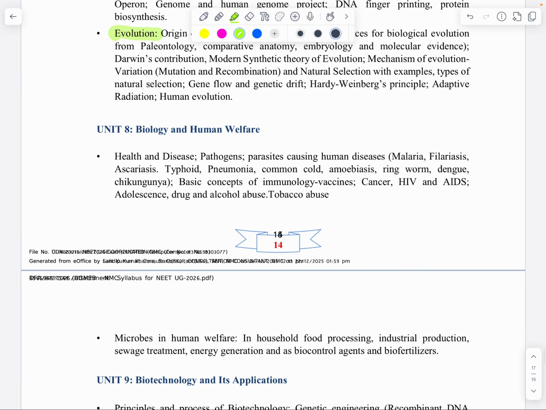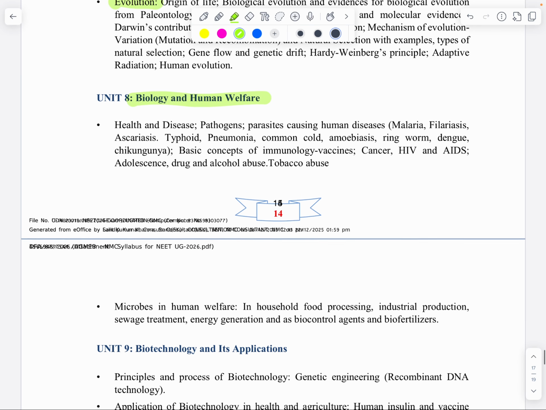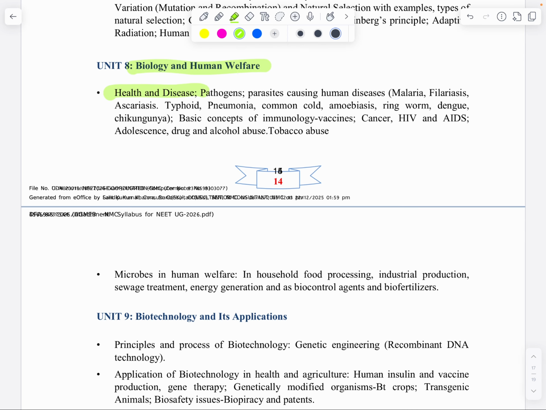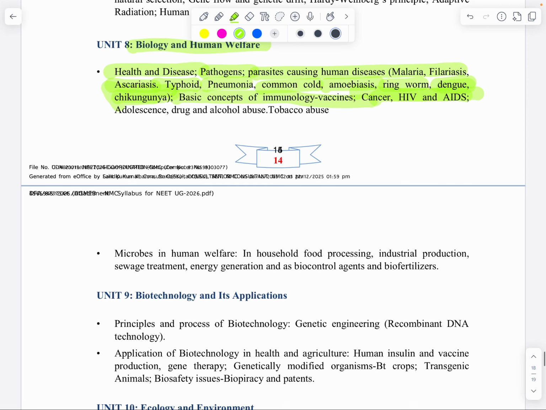Next unit is biology and human welfare. The first is human health and disease. Many questions are asked from this chapter. It includes various pathogens, parasites causing human diseases, malaria, filariasis, ascariasis, typhoid, pneumonia, common cold, amoebiasis, ringworm, dengue, chikungunya. These 2 topics, dengue and chikungunya, are recently added. The basic concepts of immunology, vaccines, cancer, HIV/AIDS. These are some of the important topics.